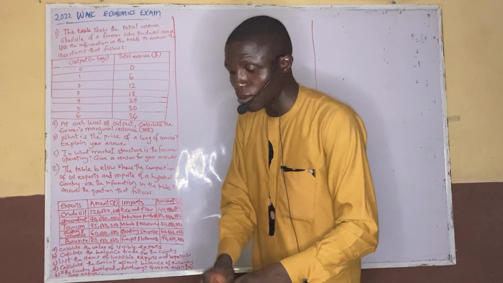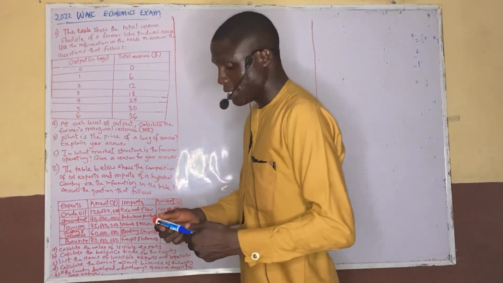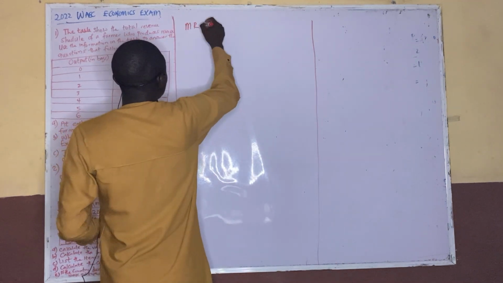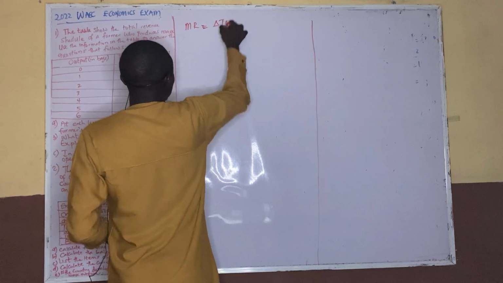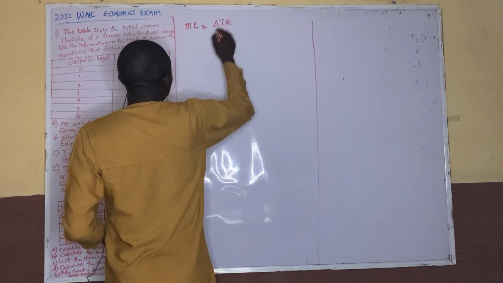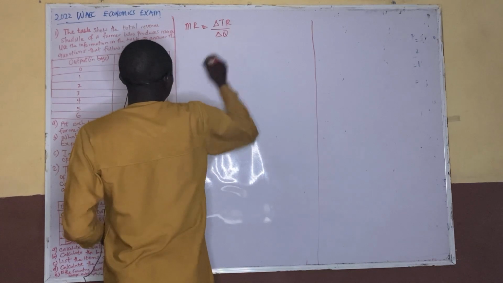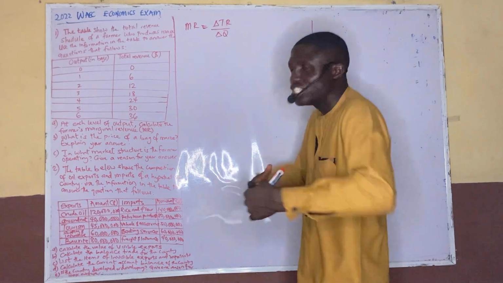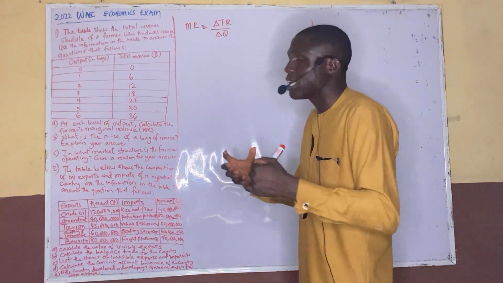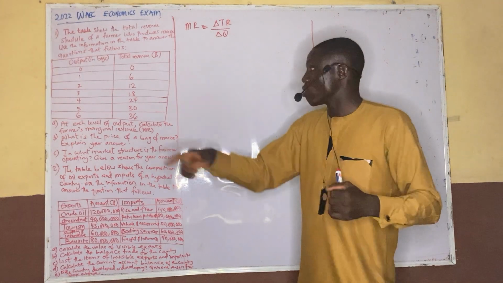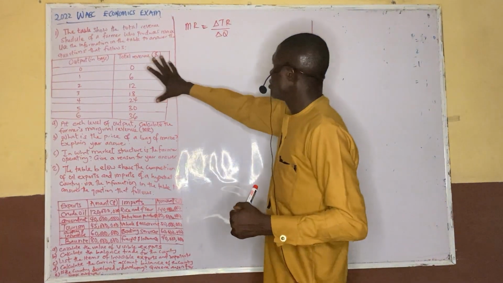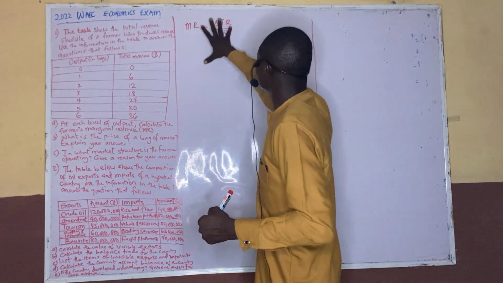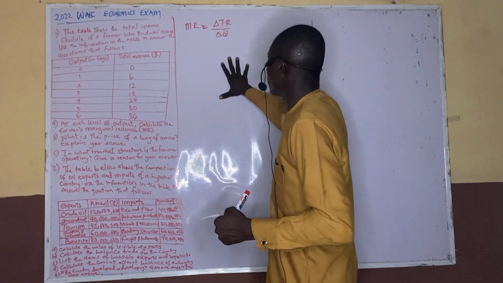Now mathematically, marginal revenue is the same thing as the change in total revenue over the change in output. That is, marginal revenue is defined as the additional profit obtained as a result of an additional unit of production. Mathematically, we can say MR, which is the marginal revenue, is equal to change in total revenue over change in Q.